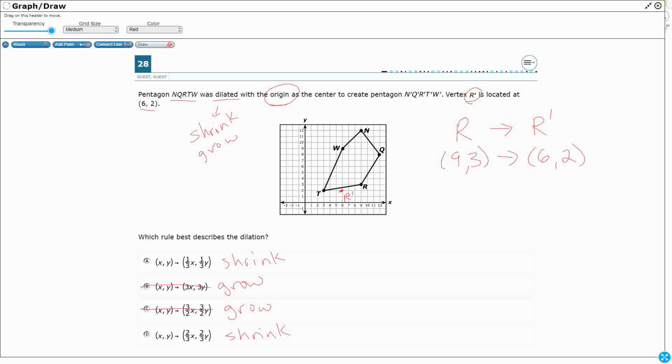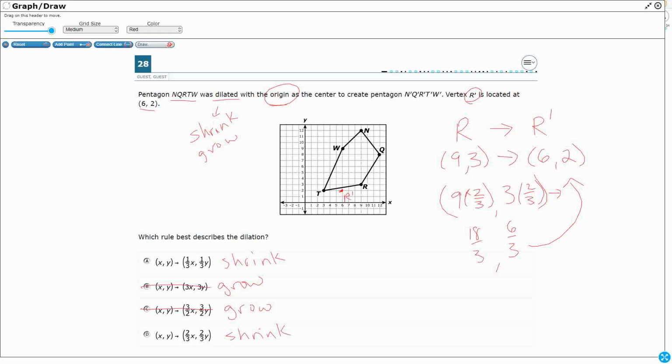So let's try 2/3 times the x. And then let's try 2/3 times the y. And let's see if that gets us our 6, 2. So that's going to be 9 times 2 is 18 over 3, which does equal 6. 3 times 2 is 6 over 3, which does equal 2. All right, so we're good with this 2/3, we think. But how can we verify?